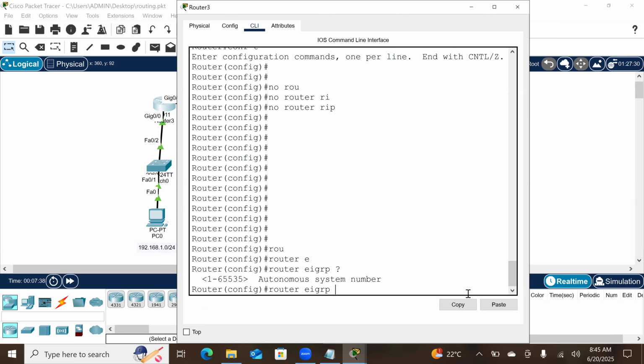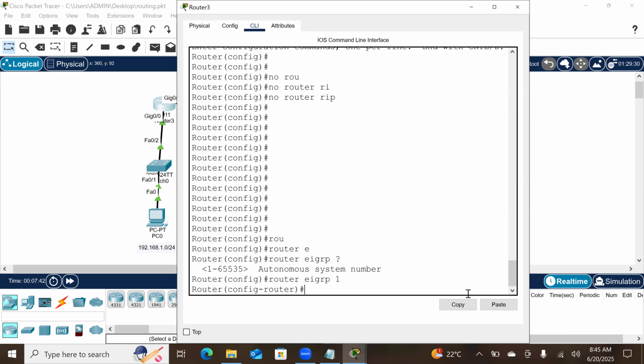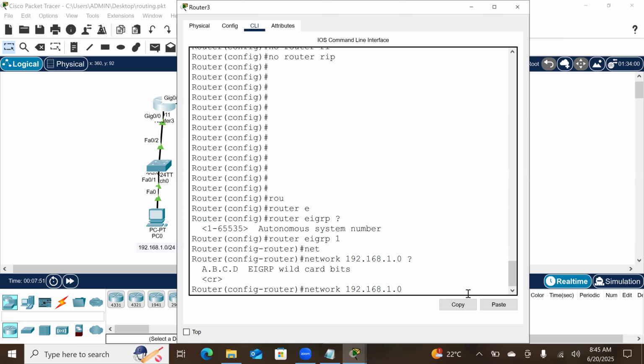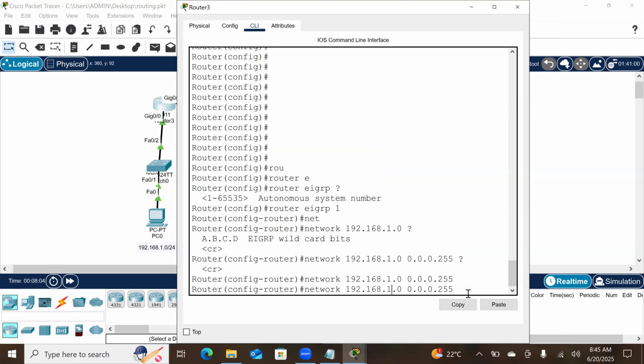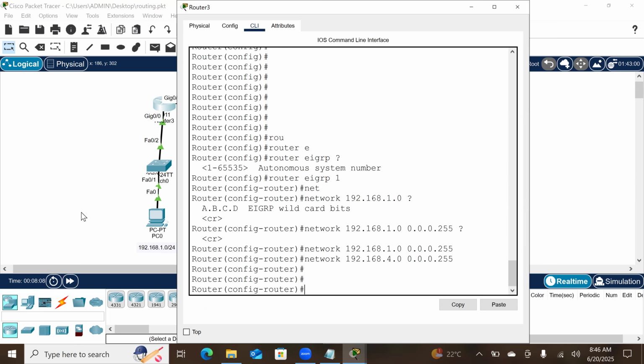Now I'm going to give the autonomous system number as 1 and then enter. And then we have to give the network we want to advertise, 192.168.1.0. If I say question mark, it asks for wildcard bits. Now tell me, what is a wildcard bit? Nothing is there, just enter.